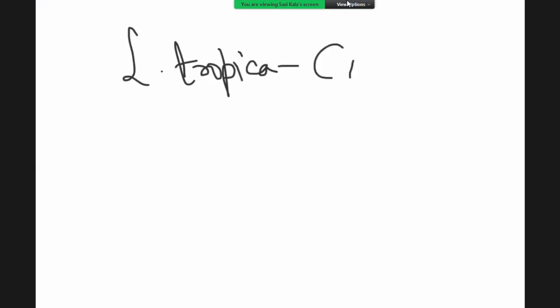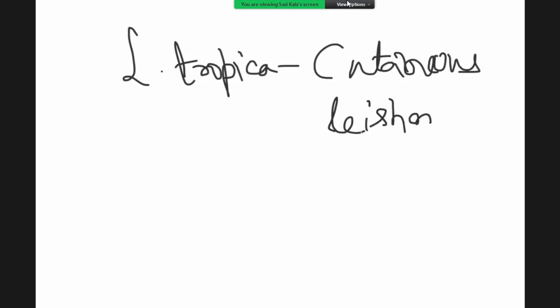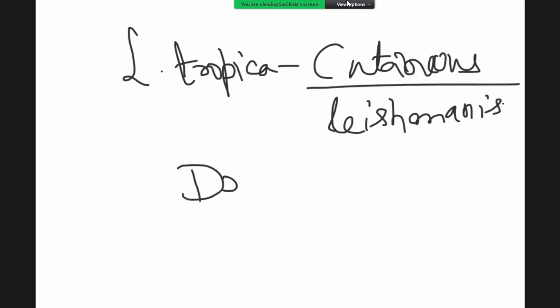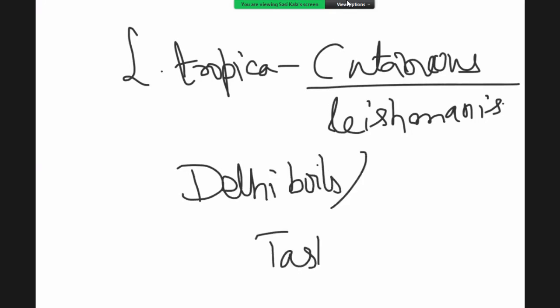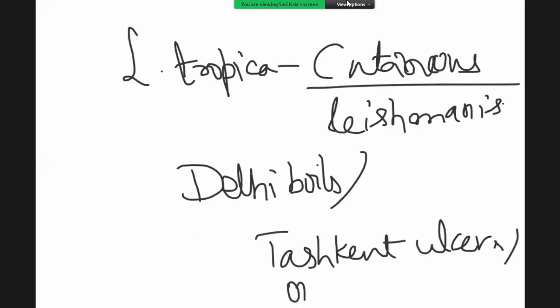Then another one is Leishmania tropica. It causes cutaneous leishmaniasis, where on the skin big boils will develop. You can't see, so ugly they will be. I will show the pictures of the affected persons later. It is called Delhi boils or Tashkent ulcers or Oriental sores.